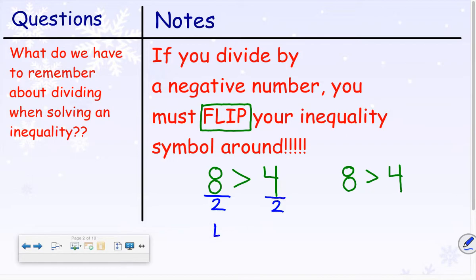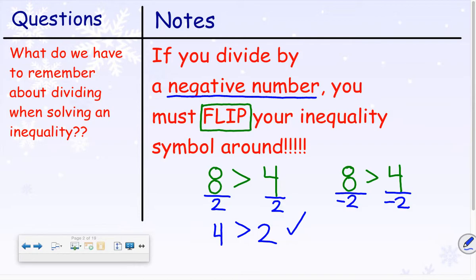So 8 divided by 2 is 4. 4 divided by 2 is 2. So is 4 greater than 2? Yes. So this inequality stayed true when I divided both sides by 2. Now let's see what happens if I decide to divide both sides by a negative number.